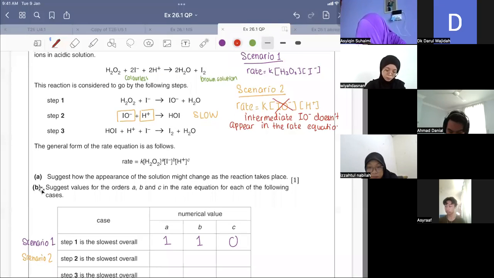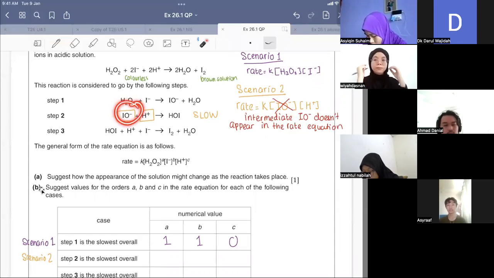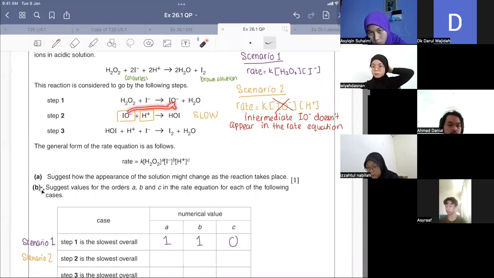So I have to go back. I can't just throw away IO minus and say, oh, that means IO minus is zero, because technically IO minus is not zero. IO minus is still there in the slow step. It's just that I cannot write down IO minus in the rate equation. But I need to go back. So what makes up my IO minus? IO minus is made up of H2O2 and I minus.